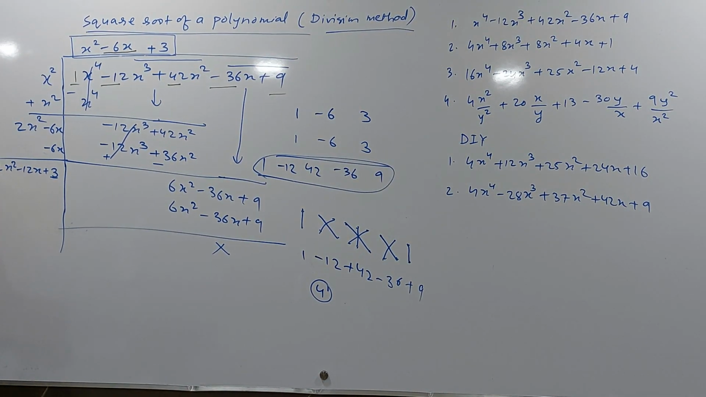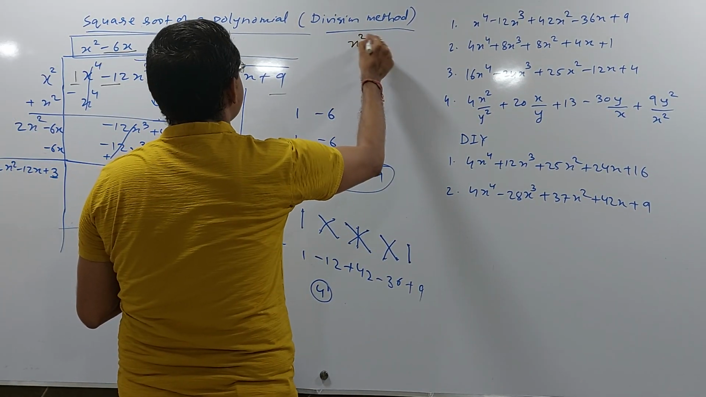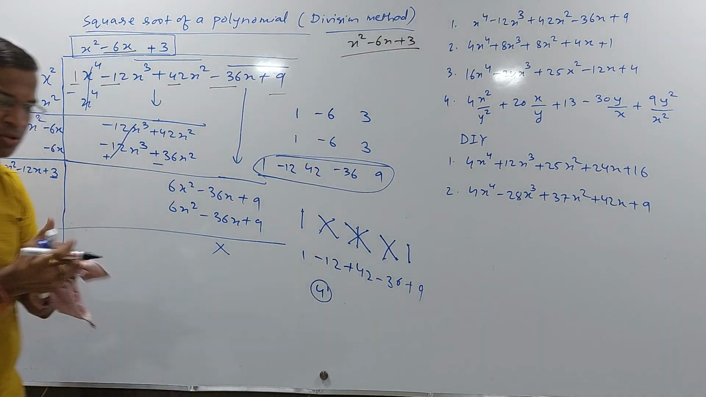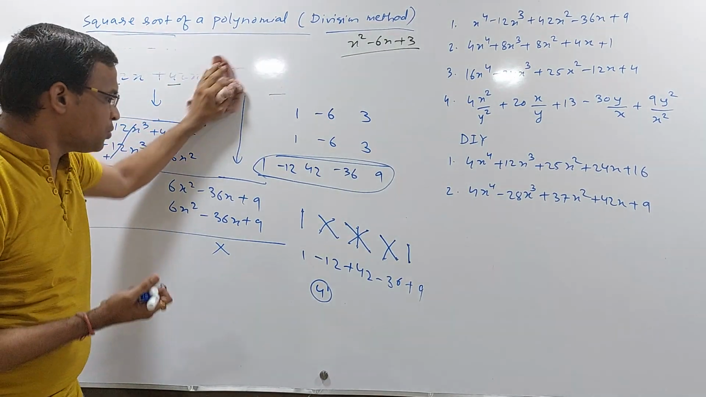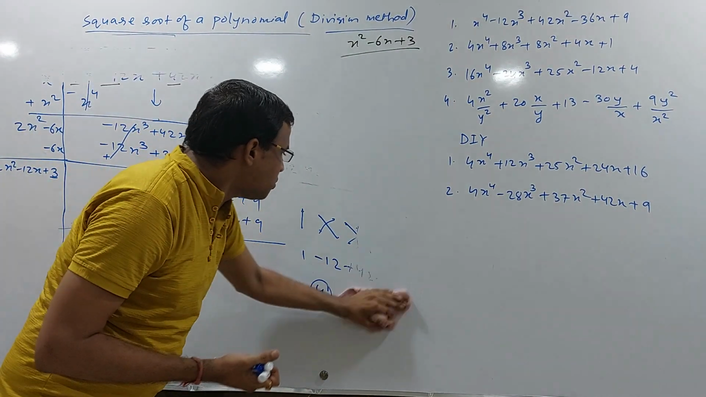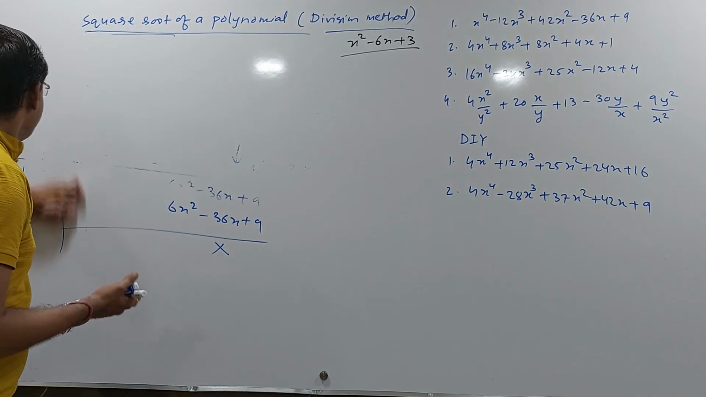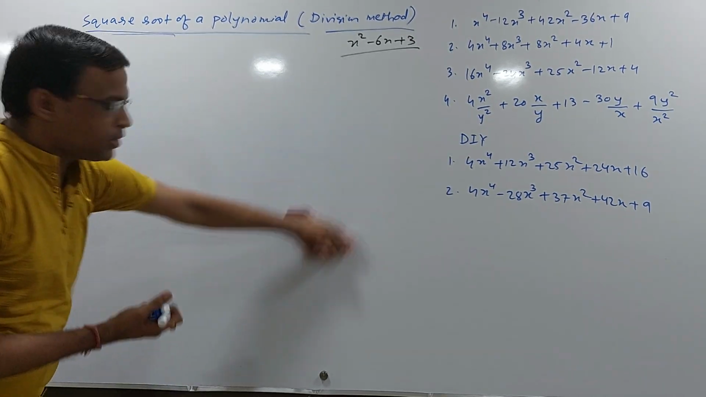Now I will tell you the short trick in the end. So I will just write down the answer for this question as x square minus 6x plus 3. And in the end I will tell you the short trick for this. Now jumping to the next question. I hope that these 2 cross verifications will be very easy for you guys to confirm whether your answer is correct or not. Let me try the next question.